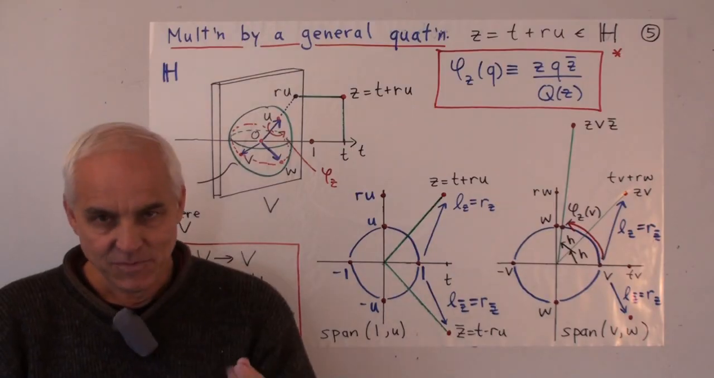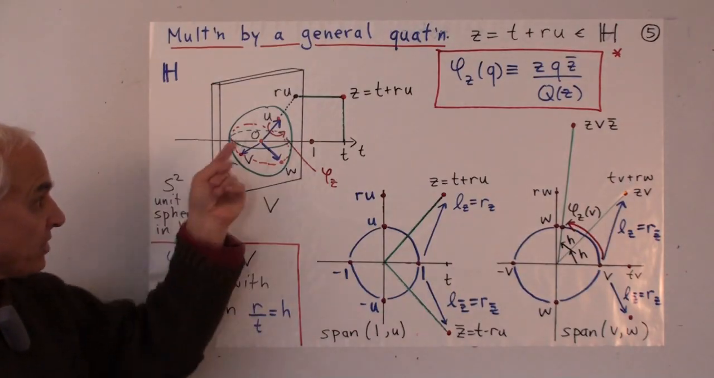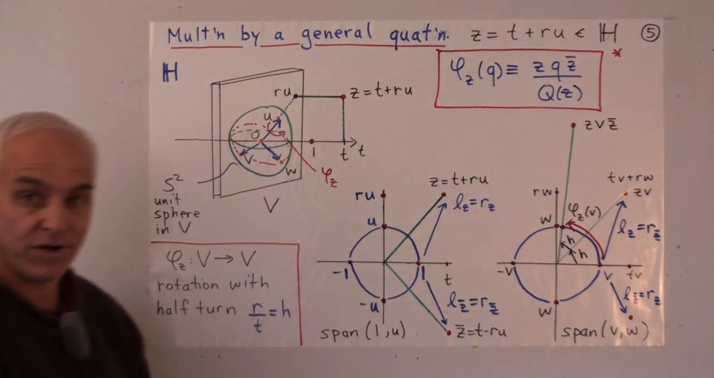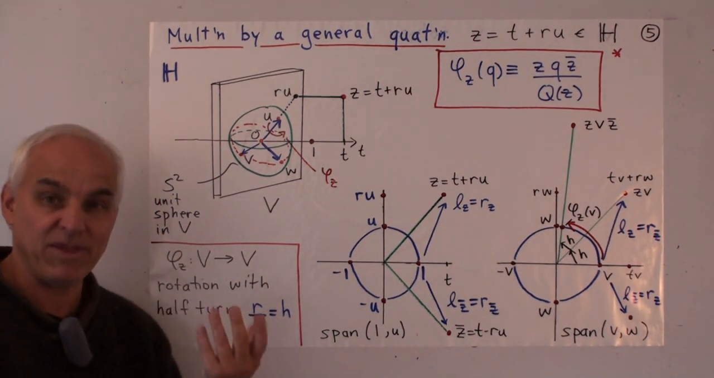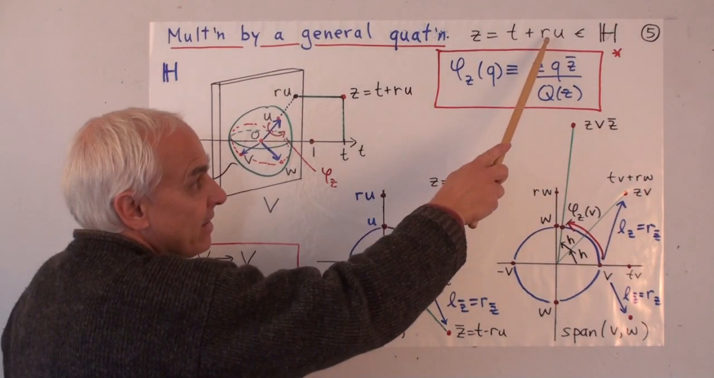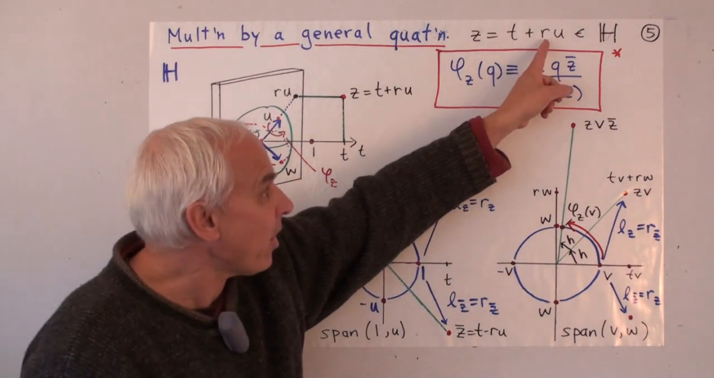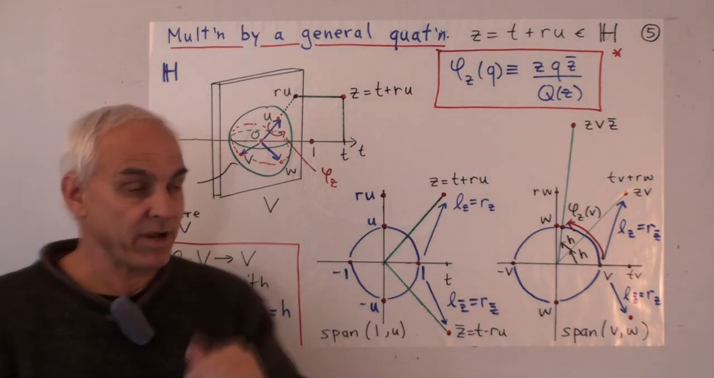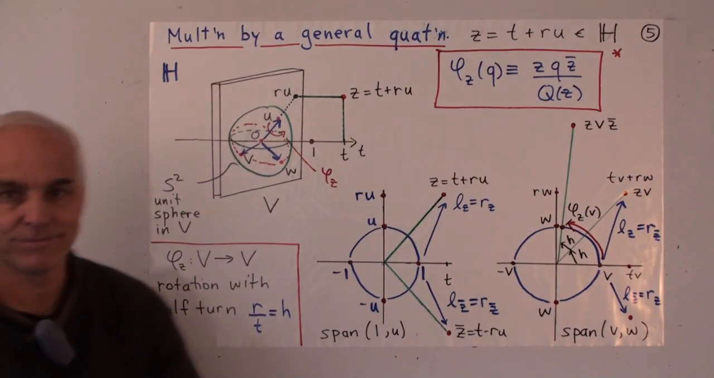So this explains, first of all, why this is a rotation. It explains why it's a rotation in the direction u, in the direction of the vector part of the quaternion we're talking about. And it explains how to describe the amount of rotation. The amount of rotation is given by the half turn r over t. So that r divided by that t is the half turn of the rotation that we're getting in this transversal plane to u.